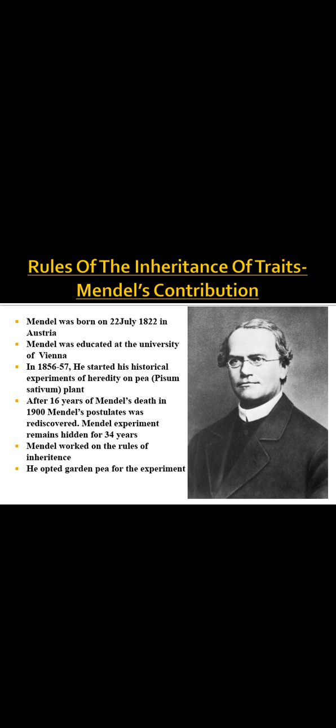In 1856 to 1857, he started his historical experiments on heredity in the pea plant, that is Pisum sativum. The botanical name for the pea plant is Pisum sativum. This is the name you need to remember. You may get a one mark question like, what is the botanical name for the pea plant? Pisum sativum is the name.